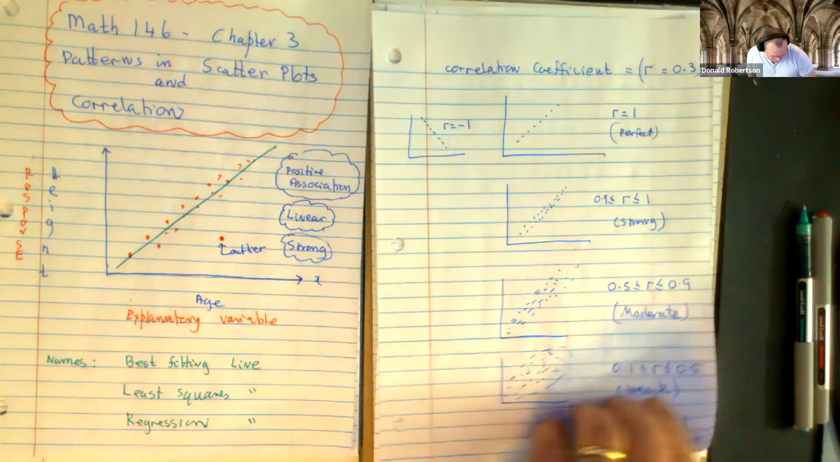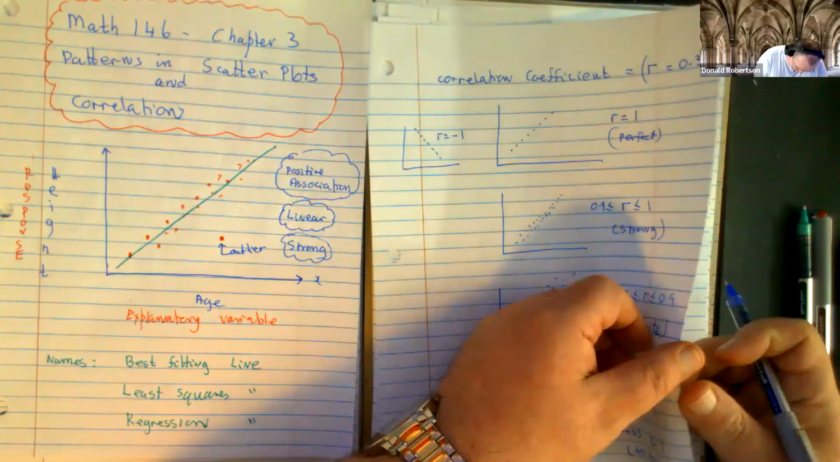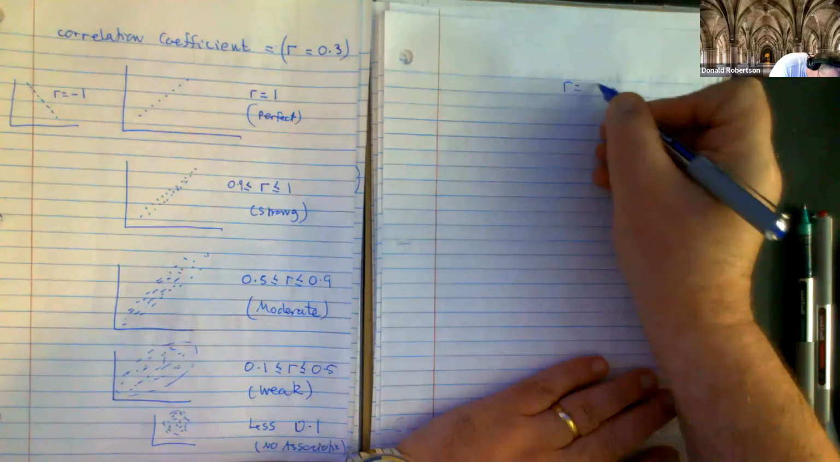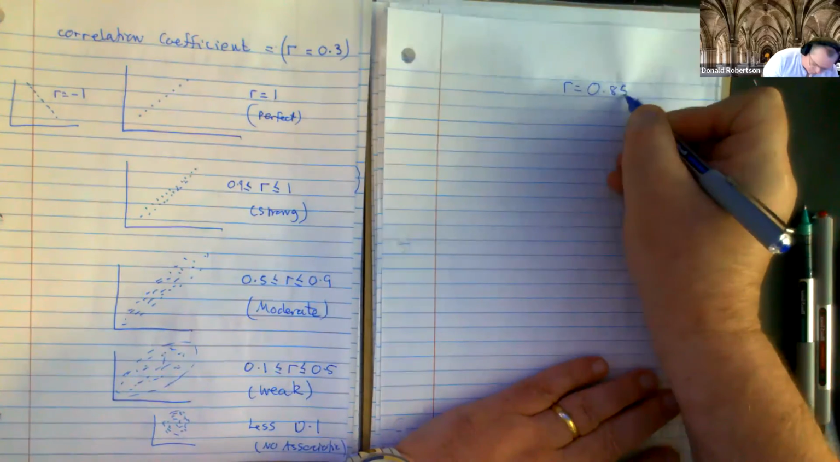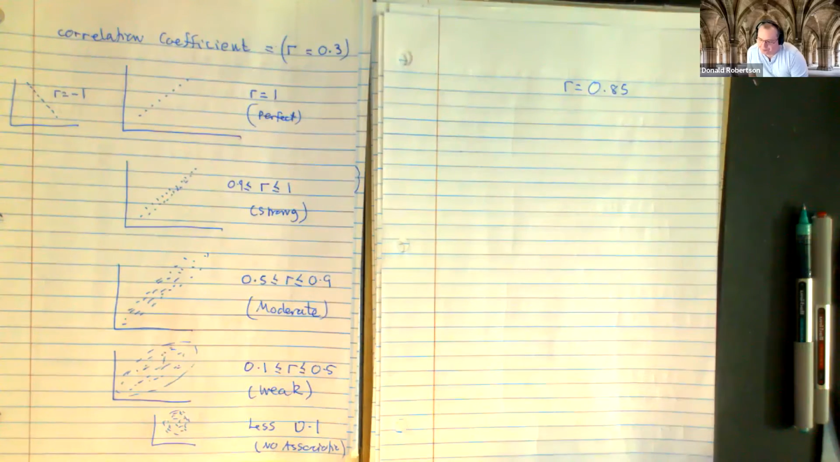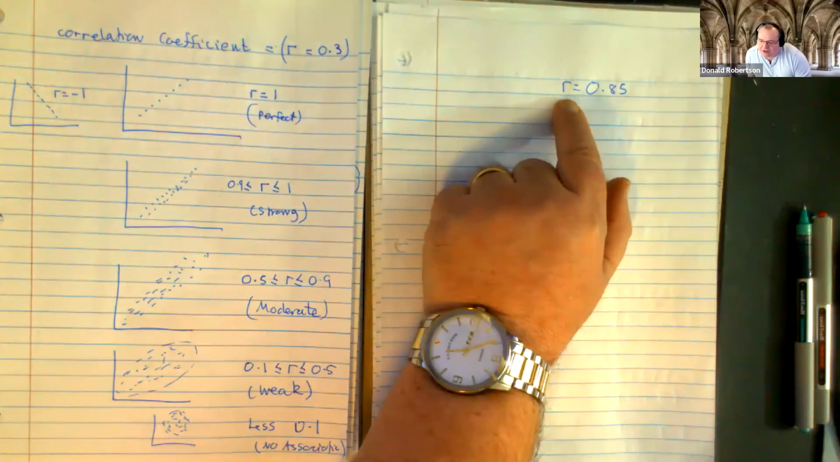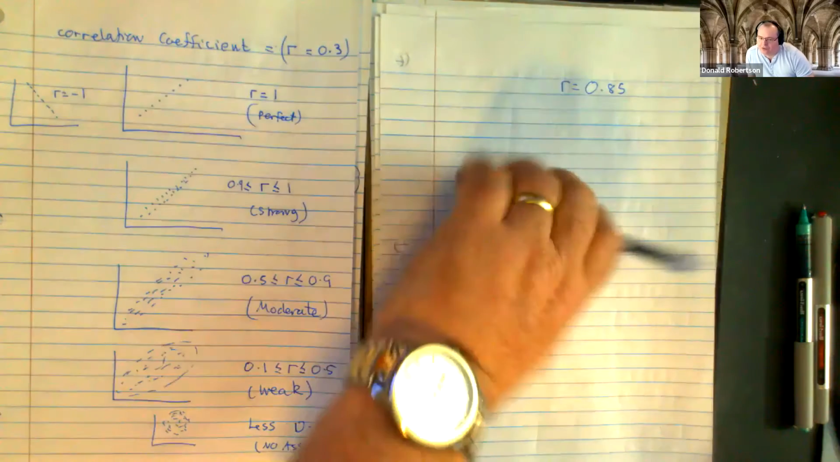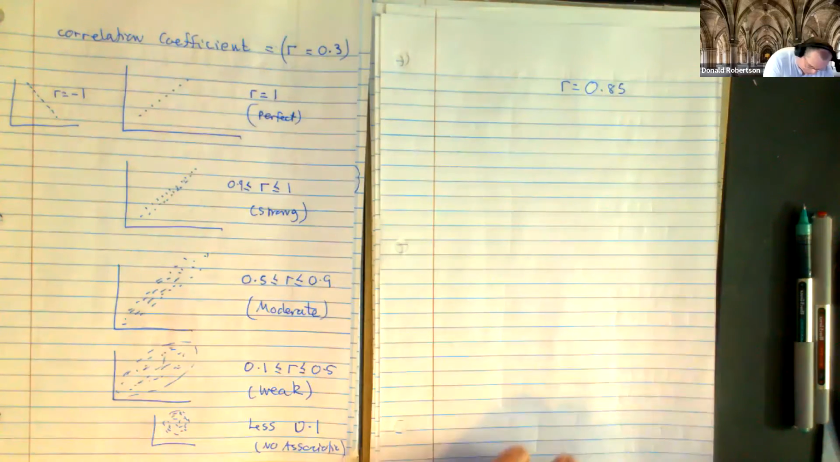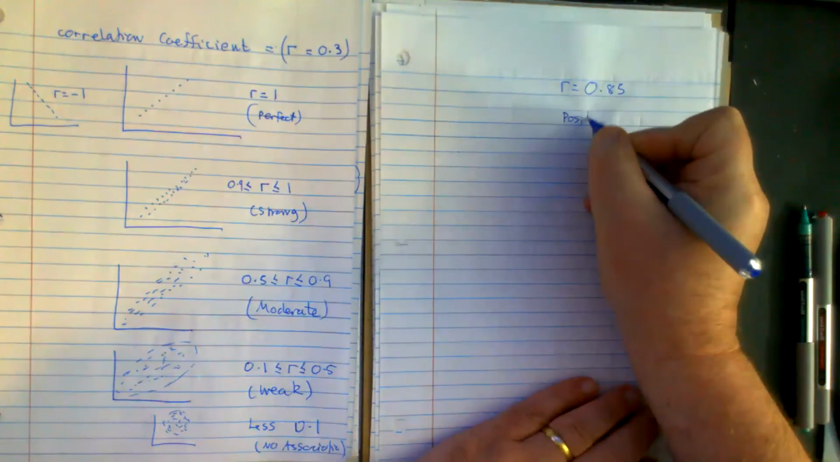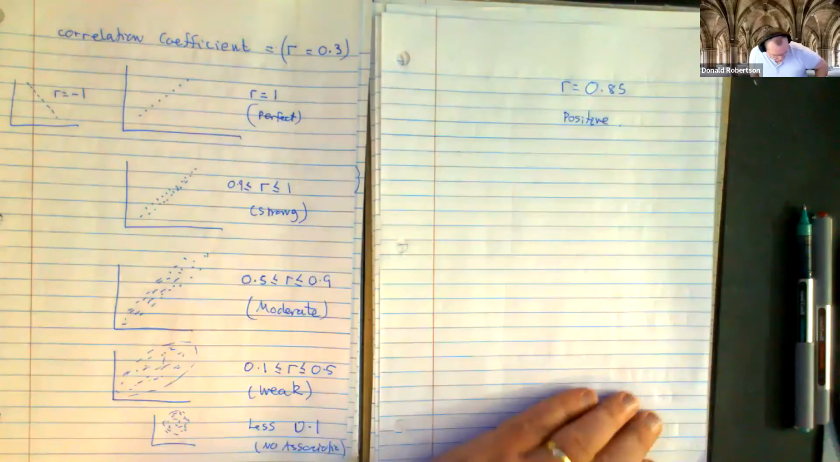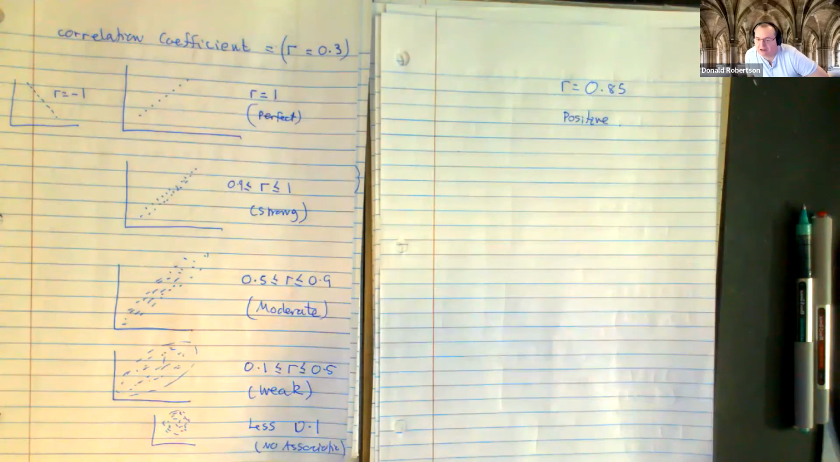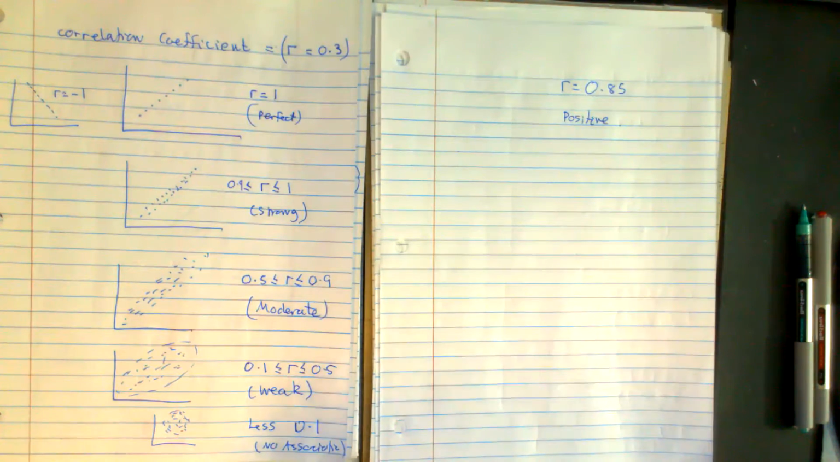So imagine I had some data and I didn't draw it, didn't give you a scatter plot, didn't even show you the data. But I told you its correlation coefficient was 0.85. Is that data positive association, meaning it's going uphill, or negative association, meaning it's going downhill? What does that tell you? Going uphill. Positive. Based on my scale, would that be strong, moderate, or weak? Moderate.